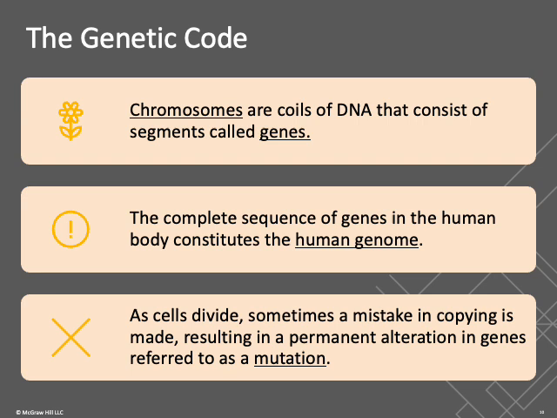Chromosomes are coils of DNA that consist of segments called genes. The complete sequence of genes in the human body constitutes the human genome. As cells divide, sometimes a mistake in copying is made, resulting in a permanent alteration in genes, referred to as a mutation.